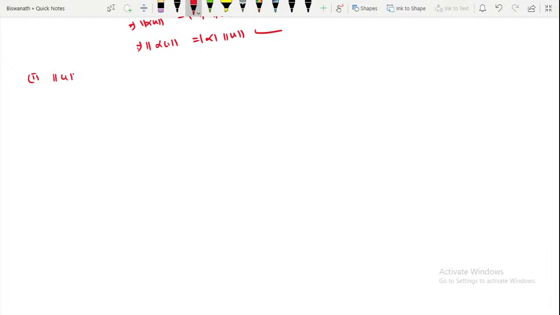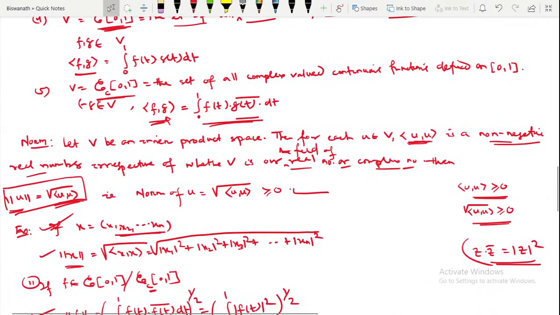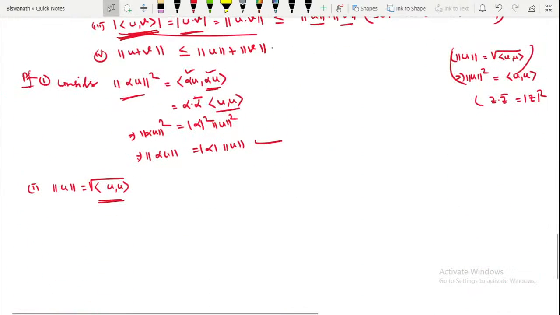Norm u. What is norm u? Norm u is the square root of the inner product of u comma u. Since the inner product of any vector with itself is always a non-negative real number, from the definition we already told you, u comma u is always greater than or equal to 0, so its square root is also non-negative, and that is nothing but norm u. So this you have to write.